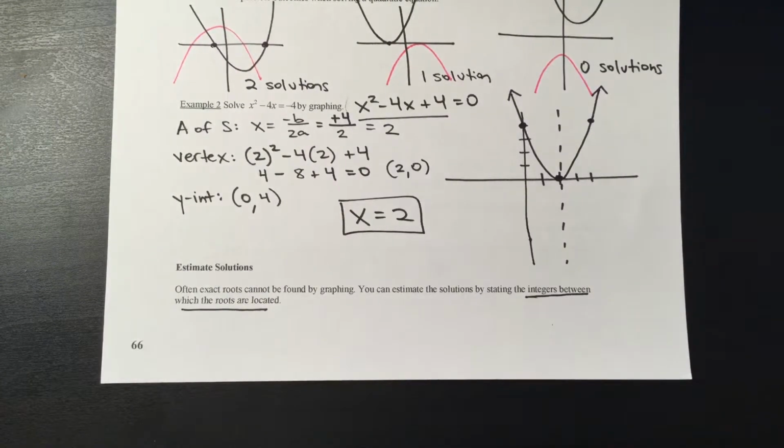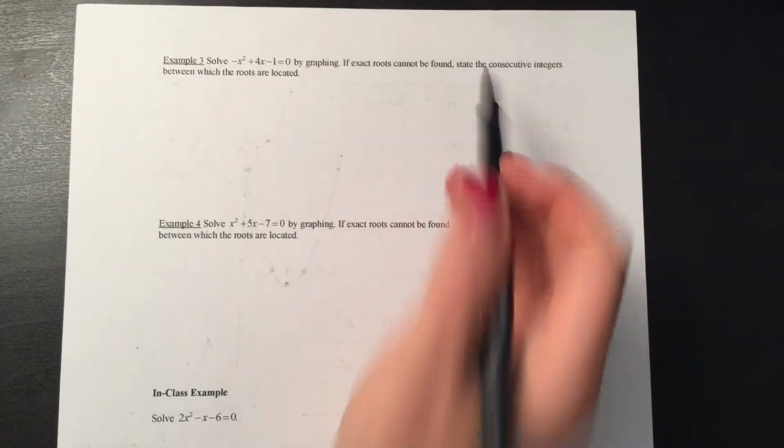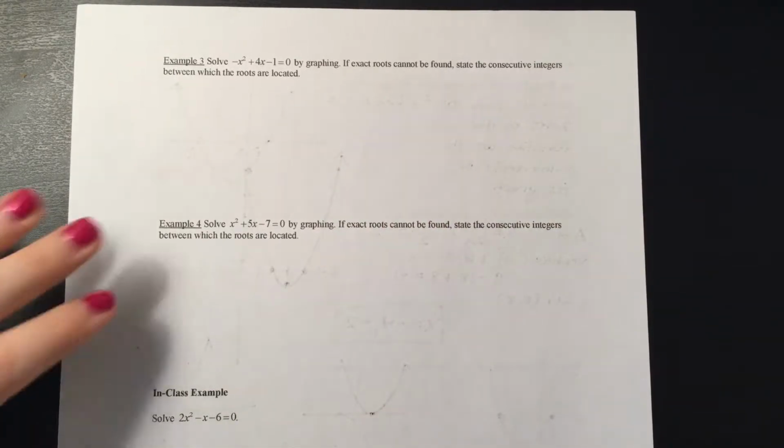So for example, you might say, oh, it's between 3 and 4. And we don't need to get any more accurate than that right now. We're going to get there later in the chapter, but just saying what it's close to will be plenty for now. So let's take a look at these examples. So we're going to solve this one by graphing. And if exact roots can't be found, then we're going to state the consecutive integers between which the roots are located. So let's set this up.